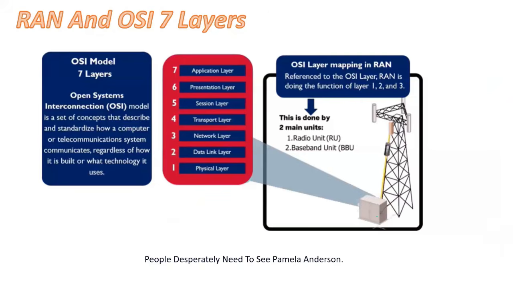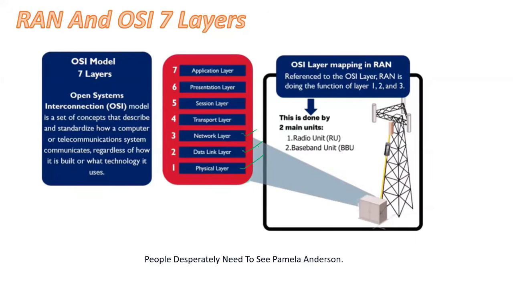So these are the 7 layers. These are the Open System Interconnection model, the OSI model. You don't have to go into details, but at this moment we are concerned with only 3 layers: one is the network layer, one is the data link layer, and one is the physical layer.